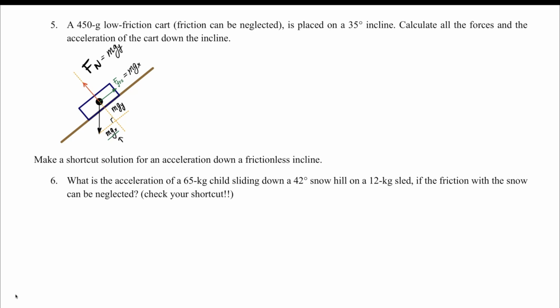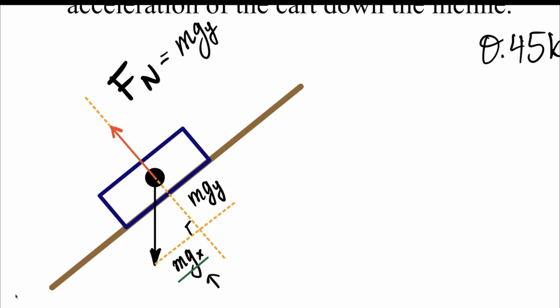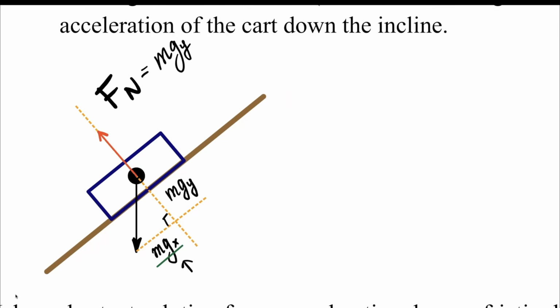Welcome back. In question number 5, we're going to talk about something that is sliding down an incline, and the force of friction can be neglected. The mass is 450 grams, so that's 0.45 kilograms. That object is sliding down a 35-degree incline. All we have here is mgx, which is not contested by any other force, and mgy, which is contested by the normal force.